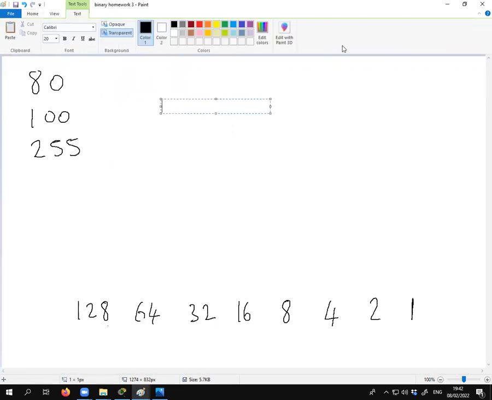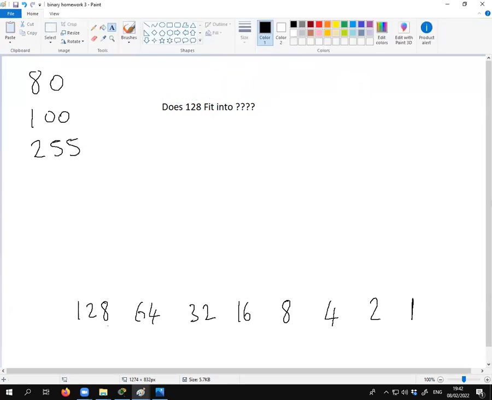And again, ask yourself, does 128 fit into 80? Does 128 fit into 100? If it does, put in a 1 and subtract. If it doesn't, put in a 0 and move across. Now I'm going to pause the video while you're doing that, just to make the video more concise.